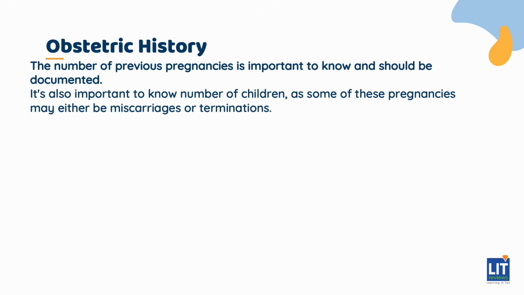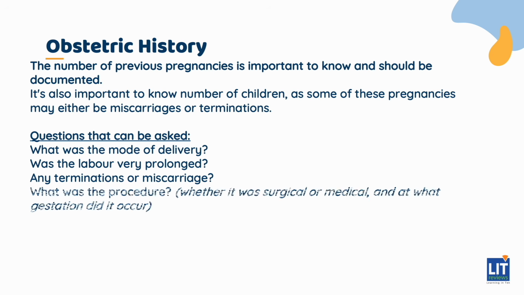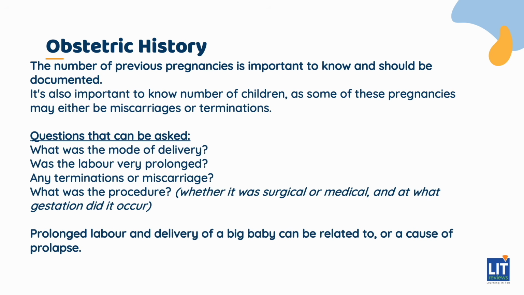Any problems during pregnancy or labor? What was the mode of delivery? Was the labor very prolonged? Prolonged labor and delivery of a big baby can be related to or causative of a prolapse. Any terminations or miscarriage? If so, what was the procedure? Whether it was surgical or medical, and at what gestation did it occur?